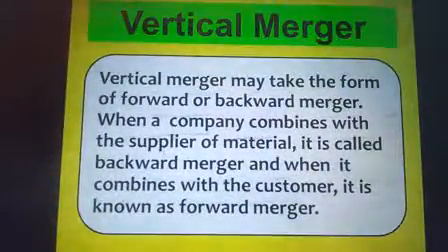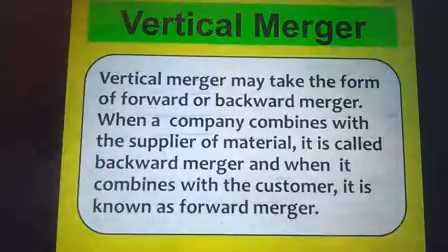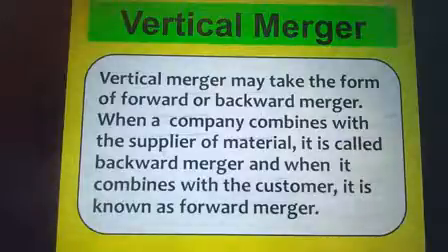Vertical mergers may take the form of forward or backward mergers. When a company combines with a supplier of material, it is called a backward merger. And when it combines with a customer, it is called a forward merger. This is an important key difference to note. You can jot it down.